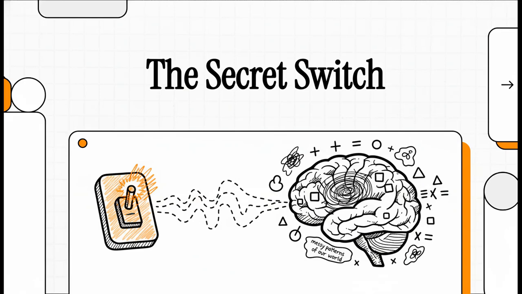Welcome to The Explainer. Today, we are cracking open one of the biggest secrets in AI. It's this tiny little on switch inside every artificial neuron. Now, it might just seem like a simple math trick, but trust me, it is the key that unlocks the incredible power of modern AI. Its ability to understand our messy, complicated world.